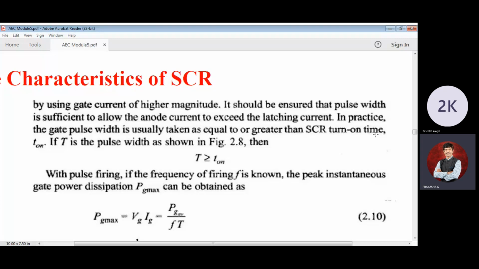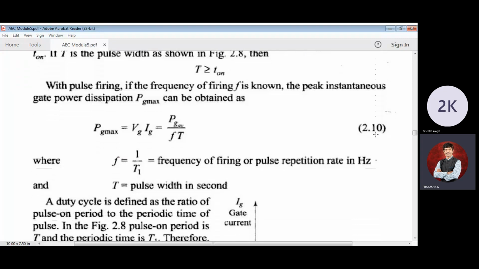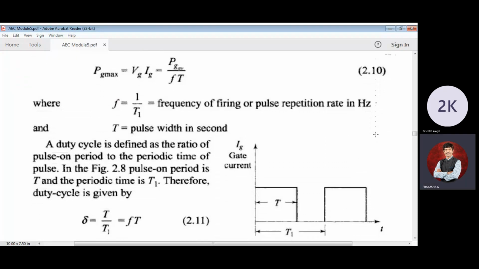So how to calculate PG maximum? PG maximum is equal to VG into IG, that is equal to PG average divided by frequency into time, where T is the pulse width in seconds. F is 1 by T1, the overall time, the frequency of the firing of a pulse or repetition rate. Once you know this, you can find the value of PG maximum, which is equal to PG average divided by F into T.